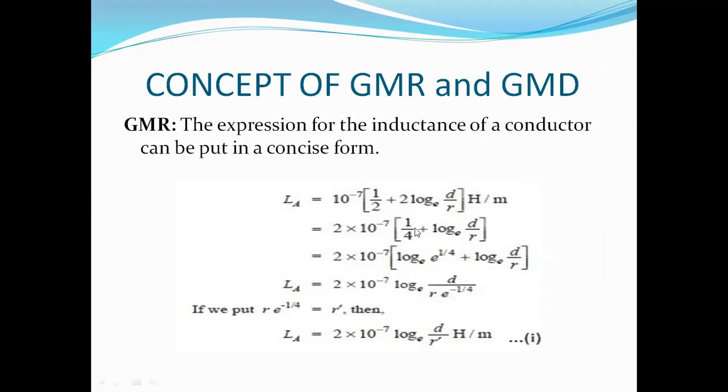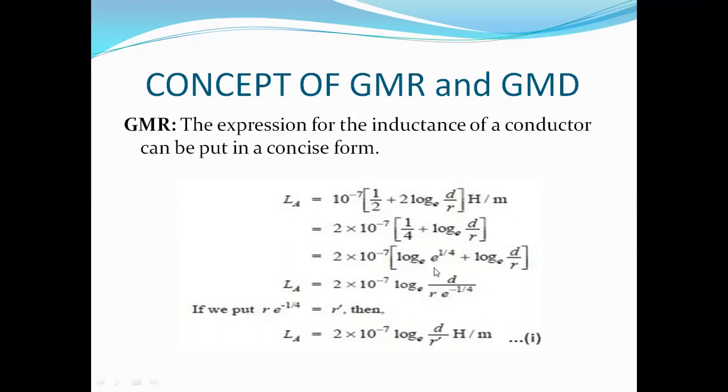Now 1 by 4 we modify as log e to the power 1 by 4 to the base E, because we know from the formula of logarithm that log e to the power m to the base E equals m, since log e base E equals 1. So we can write 1 by 4 as log e to the power 1 by 4 to the base E plus log D by R to the base E. Now LA equals 2 into 10 to the minus 7 log D by R e to the power minus 1 by 4. It is also a very simple formula of logarithm.